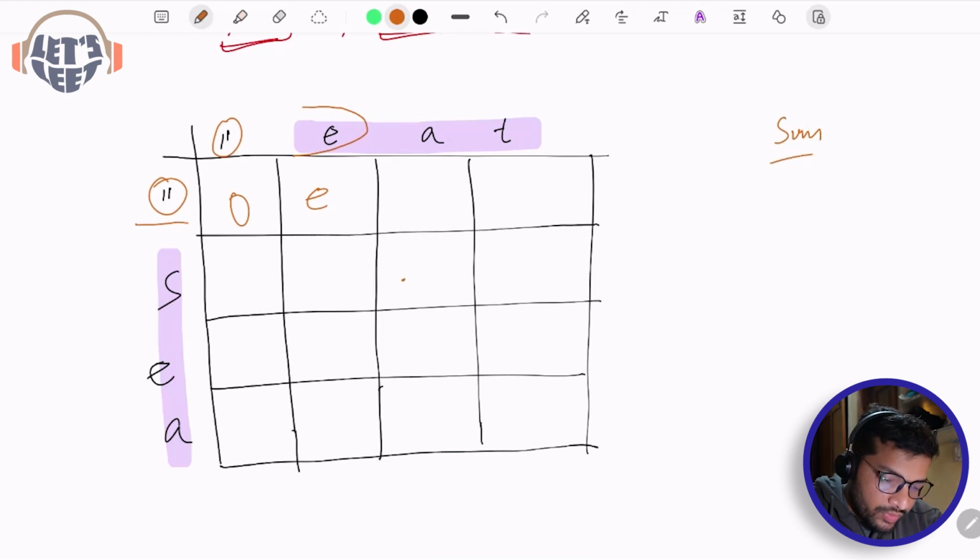Okay, now moving forward, we need to make "ea" and blank equal. In that case, we will delete E and A. Next, we need to make "eat" and blank equal.